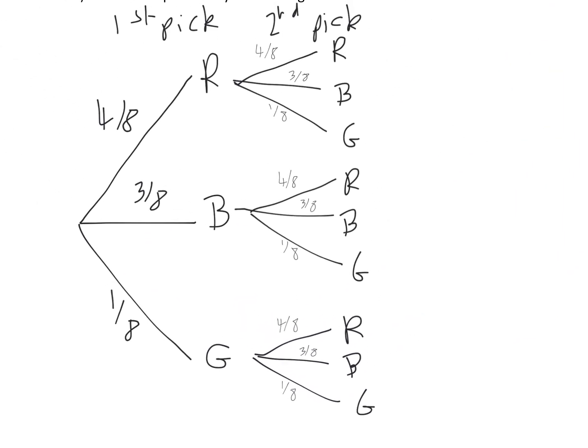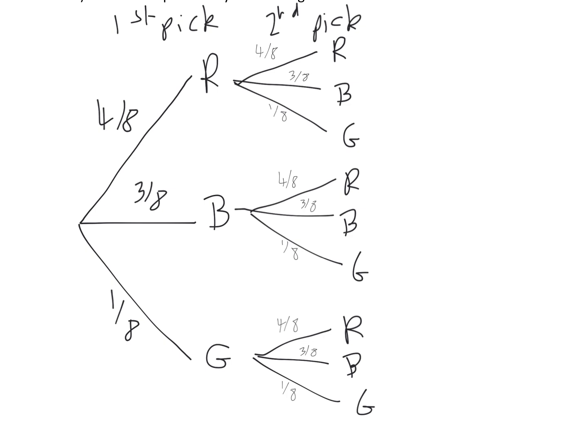Okay, so it looks again like on the second pick you've got lots of options, but this is what can happen if you pick red on the first go. This is what happens if you pick blue in the first go. This is what happens if you pick green in the first go, and it's the same every time because the first pick does not affect the second pick.